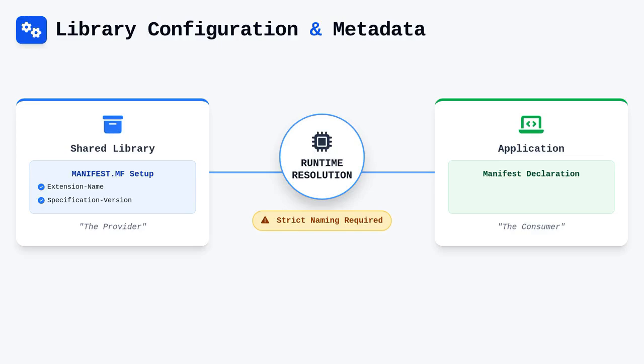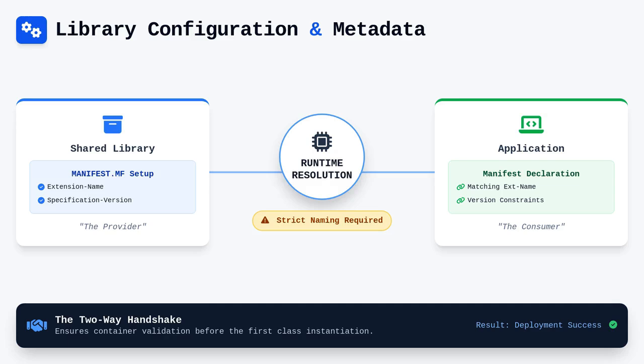The application, in turn, references these shared resources by declaring the same extension name and version constraints in its own manifest file. This two-way handshake ensures that the container can perform validation before the application ever attempts to instantiate its first class.